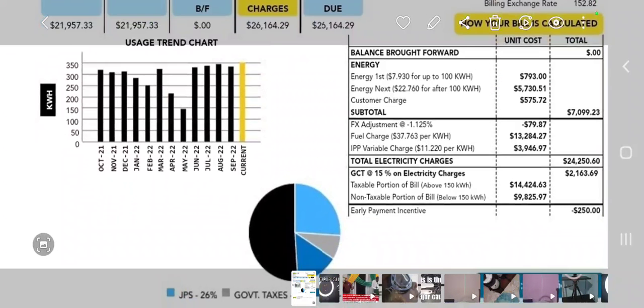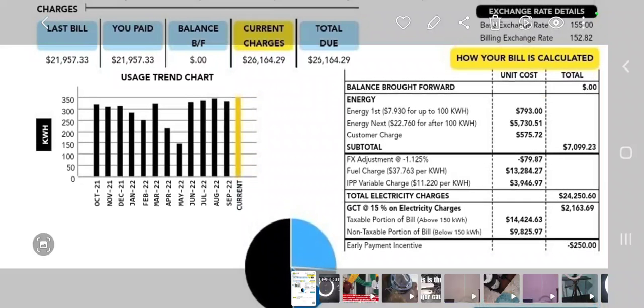So let's go to the right side here, below where we are currently looking at how your bill is calculated. At the top we have unit cost and total, and at the very top you have balance brought forward. So whatever you owe from the previous month, that will be at the top right there.